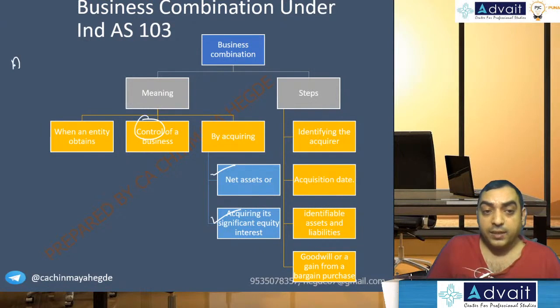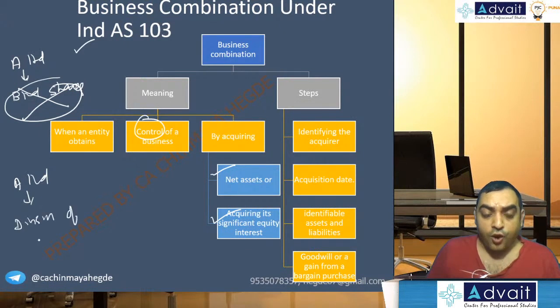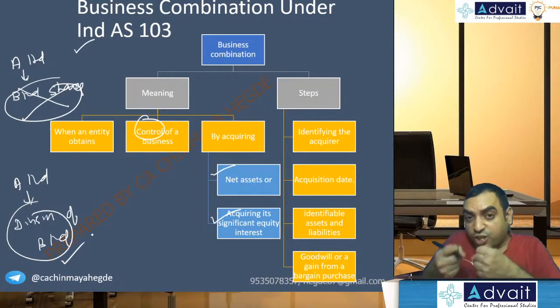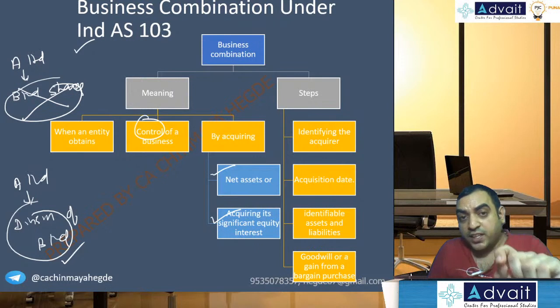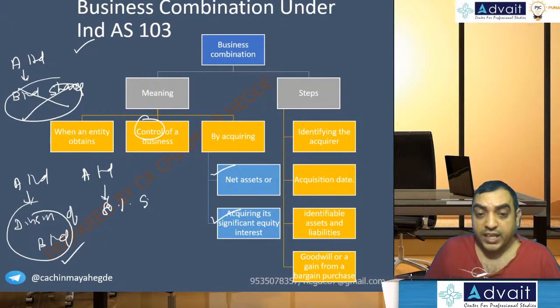That is, A Limited buys out B Limited shares and B Limited is closed. Ind AS 103 applies. A Limited acquires a division of B Limited. Ind AS 103 applies. Net assets acquired, purchase consideration may be in the form of shares or may be in the form of cash. A Limited acquires 80% shares of B Limited.